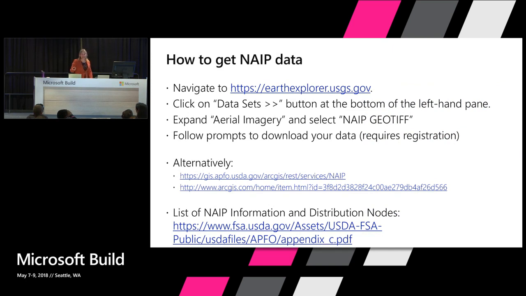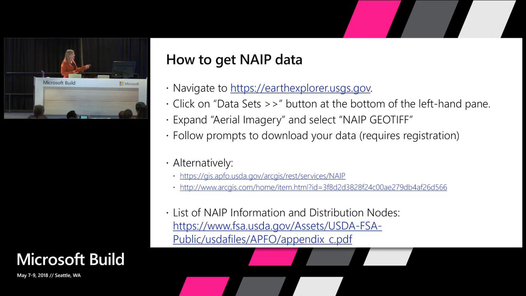So if you want to get NAIP imagery, it's actually available in an abundance of places. The link on the bottom is probably going to be the most useful to you. That is a list of distribution nodes where you can get NAIP data. I included it because it was the best one where you can find a whole bunch of options. So it's all over the place. You can get it through Esri software.